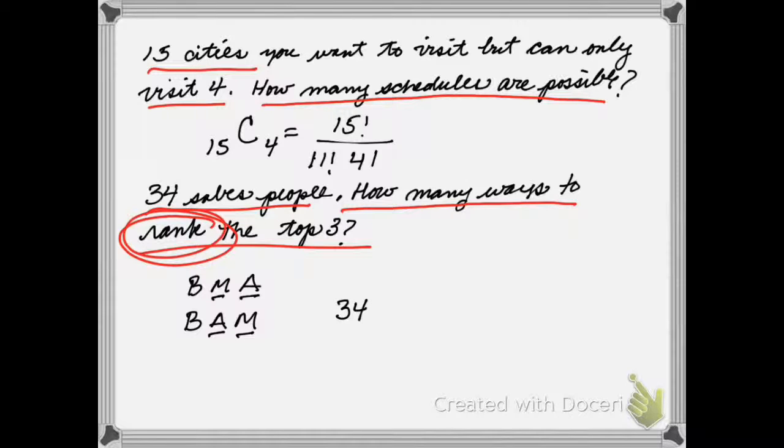So how many ways are there to choose 3 of 34? It's going to be a permutation. And that'll be 35 factorial over 31 factorial. And again, there is a calculator key for this. You can just key this into a calculator if you can find that operation.